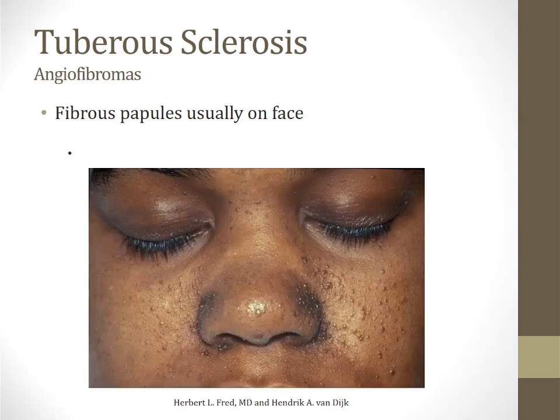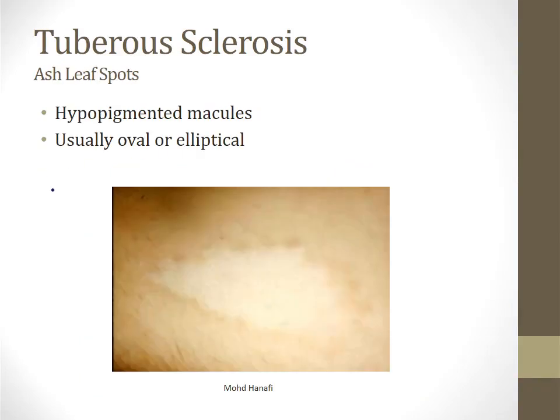Here's a picture of angiofibromas. These are fibrous papules, usually on the face. This is a classic feature of tuberous sclerosis. And here's a picture of an ash leaf spot. Basically, it is a white spot on the skin. It's a hypopigmented macule. It's usually oval or elliptical, like this example shown here.